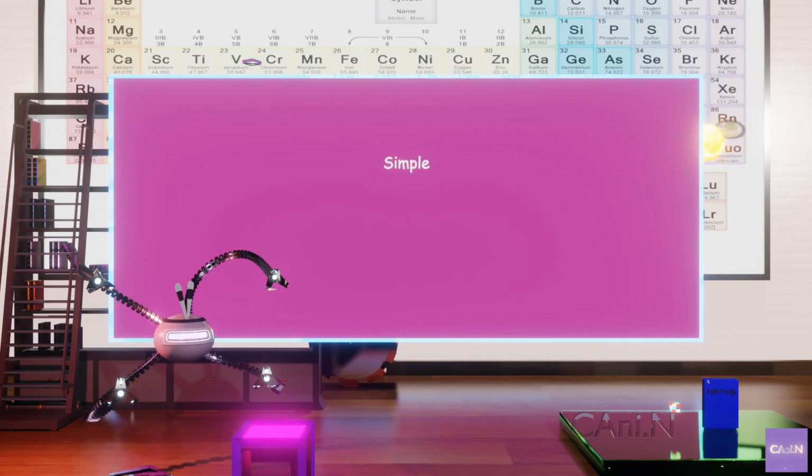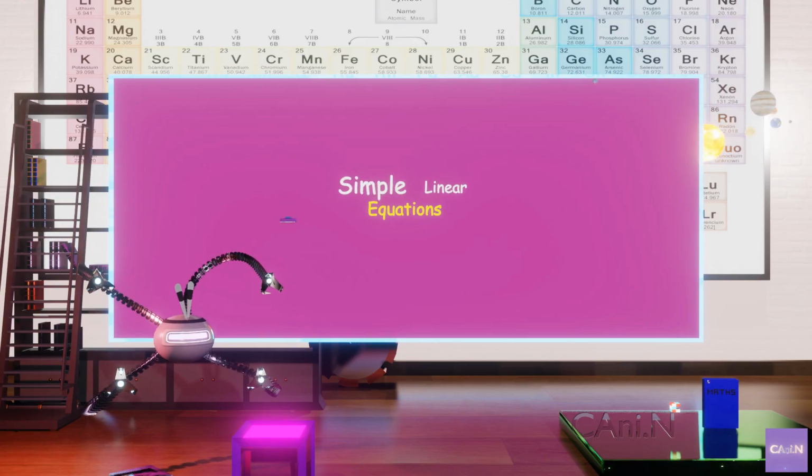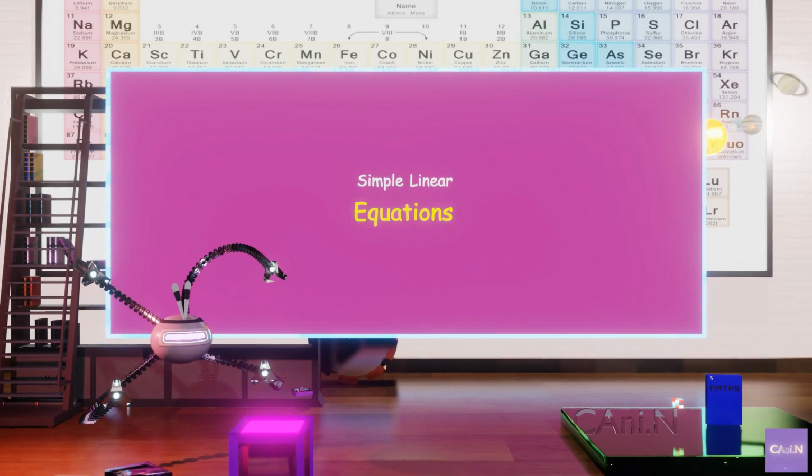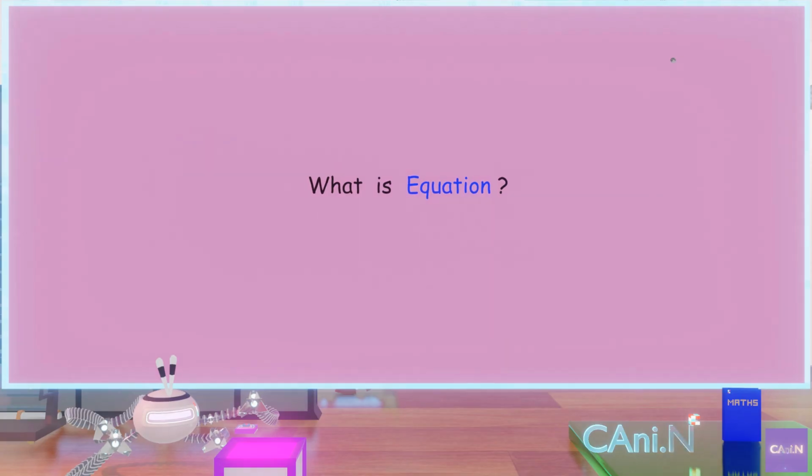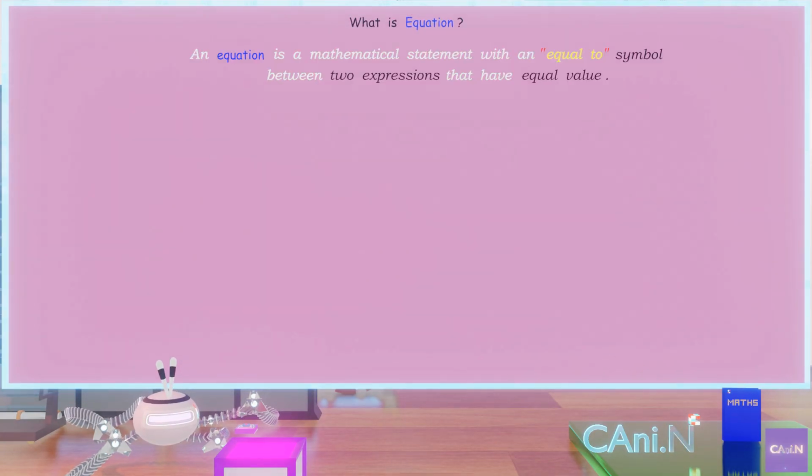Today our topic is simple linear equations. Now, let us first understand, what is an equation? An equation is a mathematical statement with an equal to symbol between two expressions that have equal value. Example, 2x plus 5 equals 10.